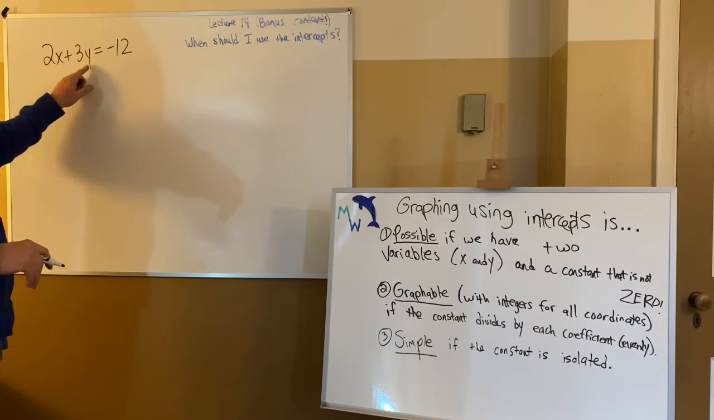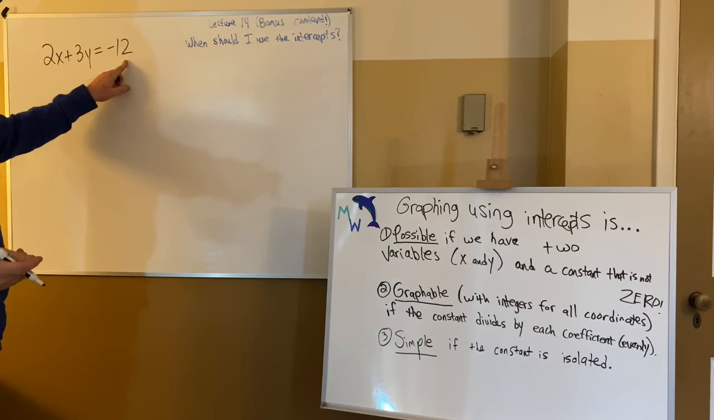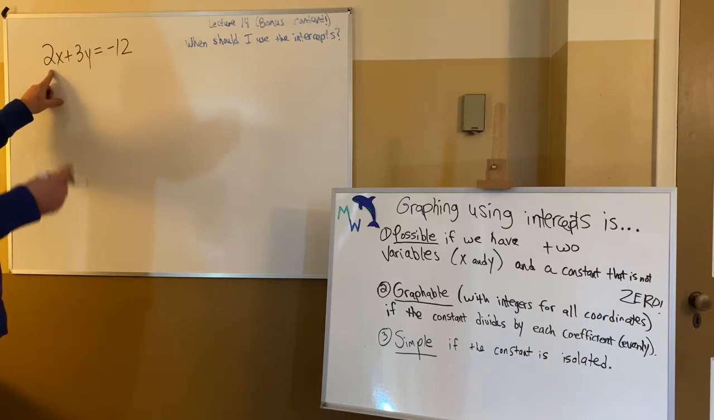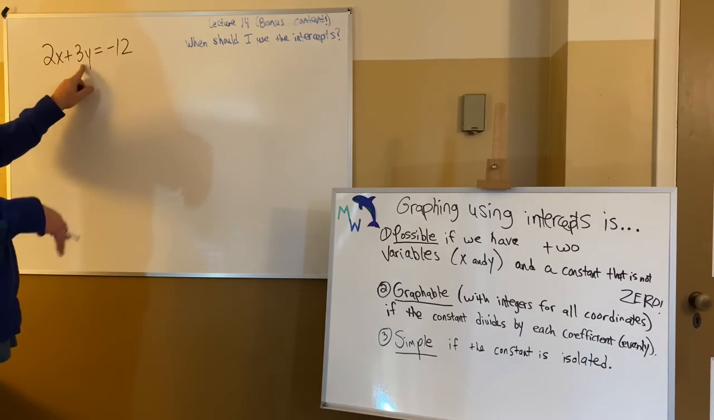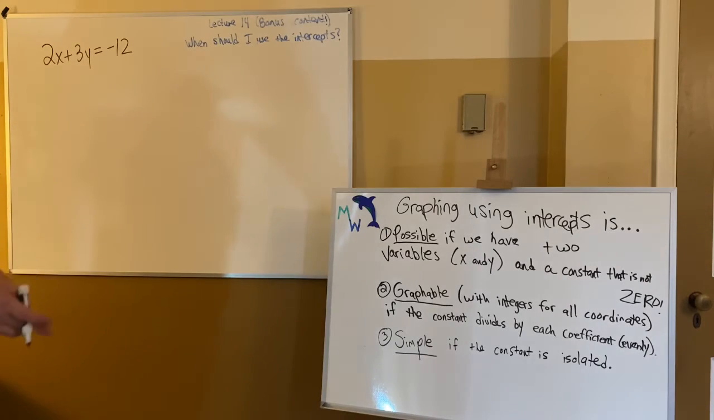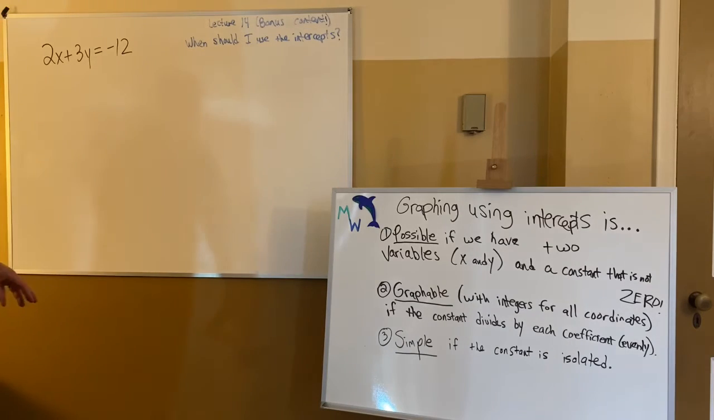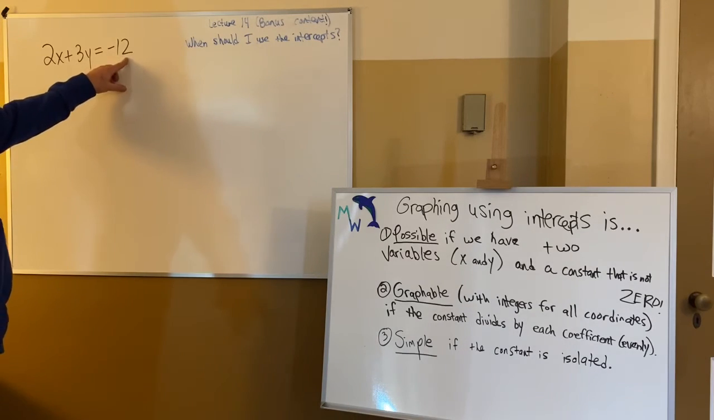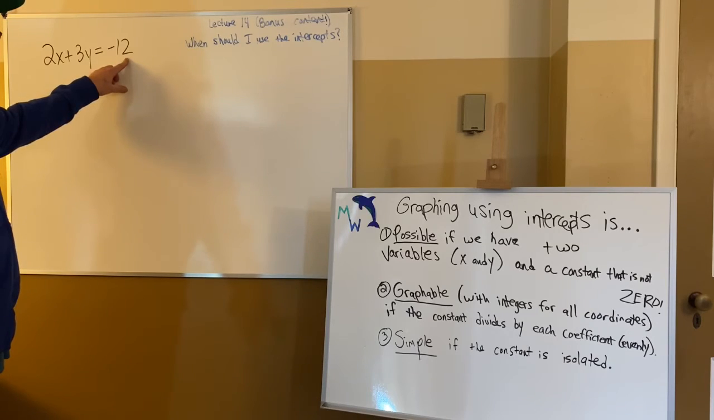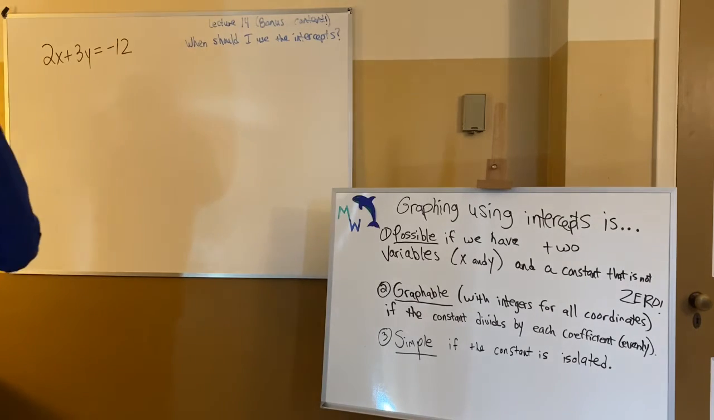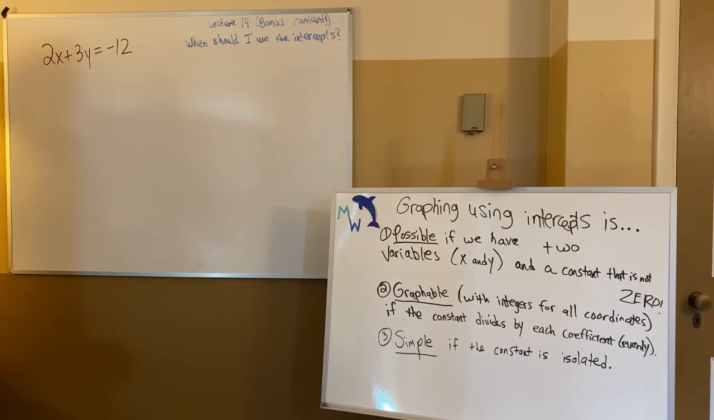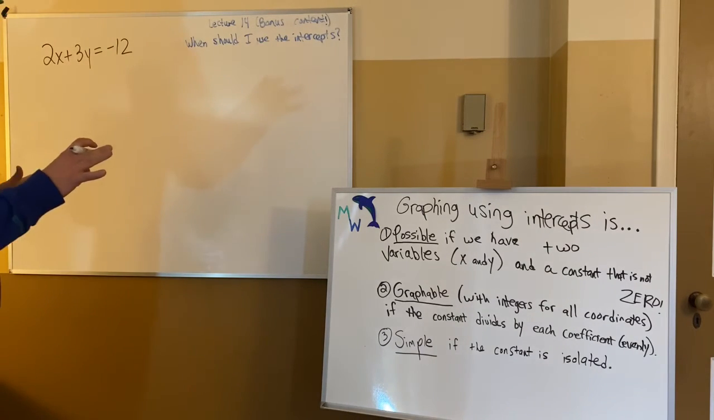X term, y term, a number that's not 0. It's possible. Is it graphable? Does 12 divide by 2? I get 6. Does 12 divide by 3? I get 4. When I go do that, I'm going to get integers. This is graphable. Is it simple? Finding if it's simple is actually itself a fairly simple rule. It doesn't take up many words either. The negative 12 is my number and it's isolated. This will be simple. Therefore, this is the kind that all the way through what we learn, I think intercepts is a good way for lots of people to do this.